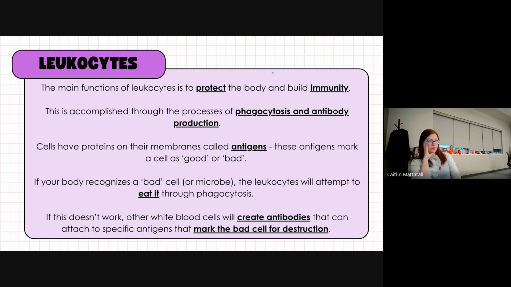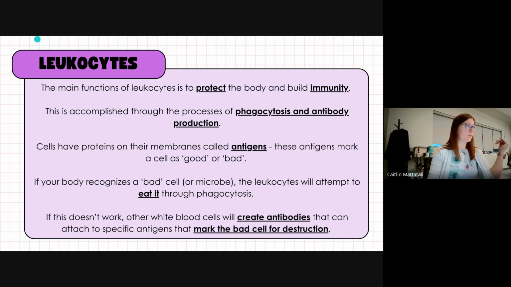So the main functions of our leukocytes is to protect the body and build immunity. And they accomplish this by doing two main actions. The first one is the process of phagocytosis, which is something you guys would have learned about in Science 10. This is the process where the cells can eat something. So they basically just extend their arms, they wrap it around, and then they eat it. And then we also have antibody production, which helps to flag cells as bad so that our other cells can come up and do the phagocytosis process.